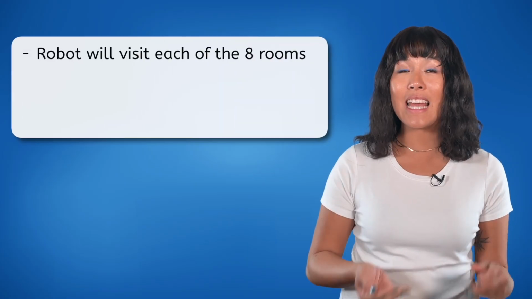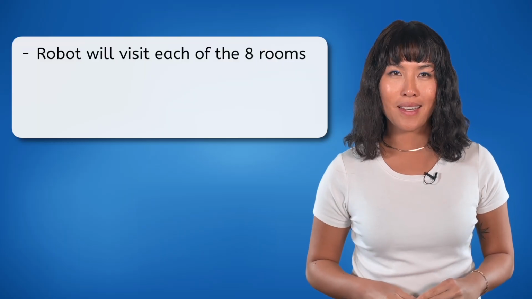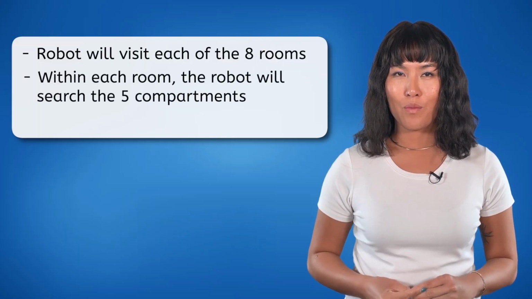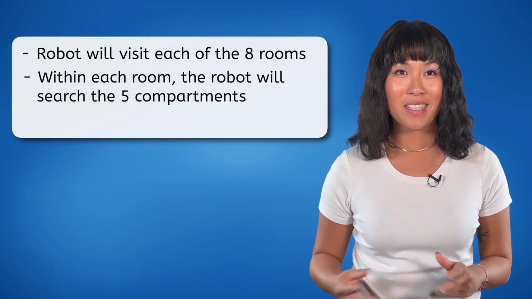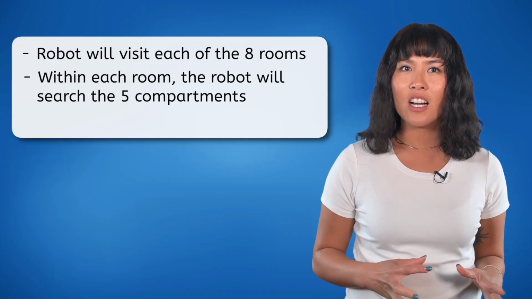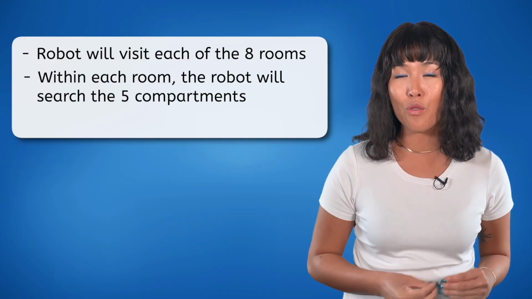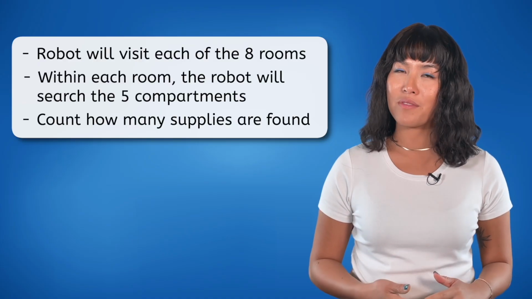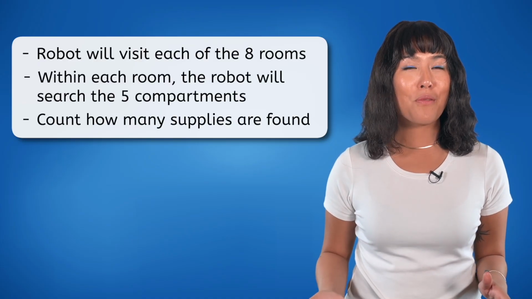Our next mission is to utilize a robot on board the space station to determine how many supplies are currently in each of 8 rooms. The rooms each contain 5 compartments, which need to be searched. The robot will need to visit each room and then look in each compartment within the room and keep account of how many total supplies are found. This sounds like a job for a nested loop.